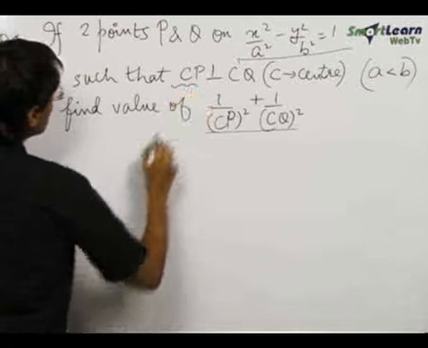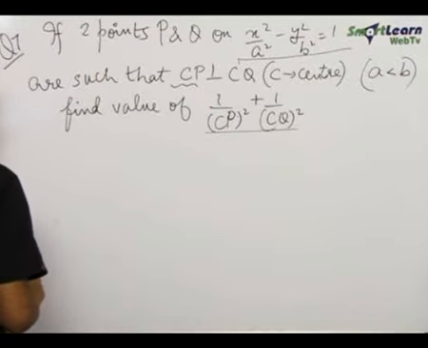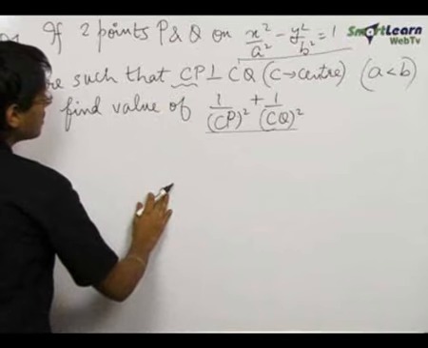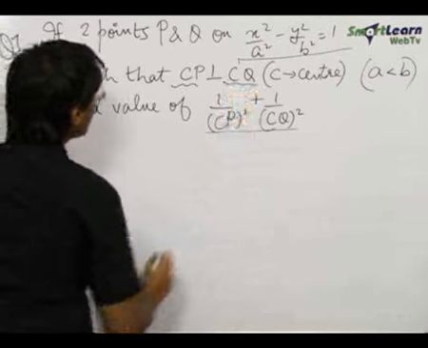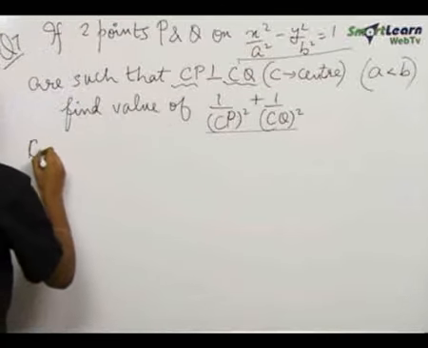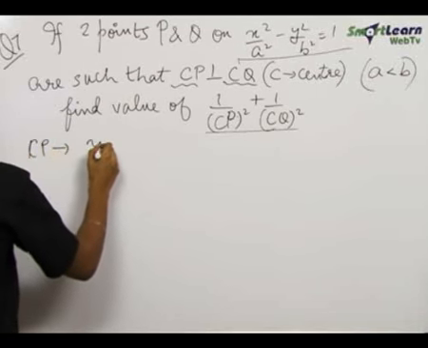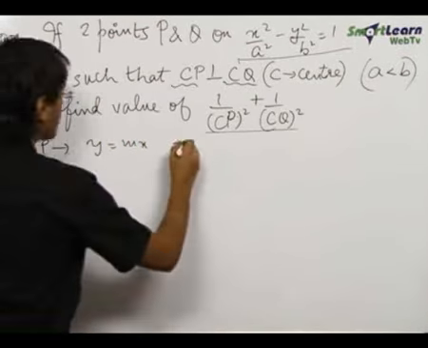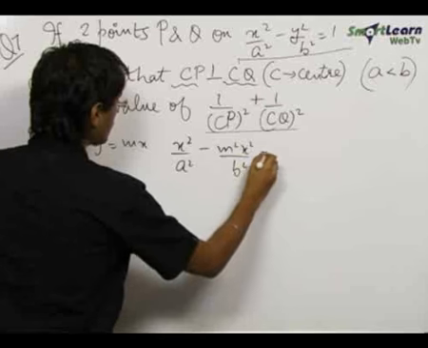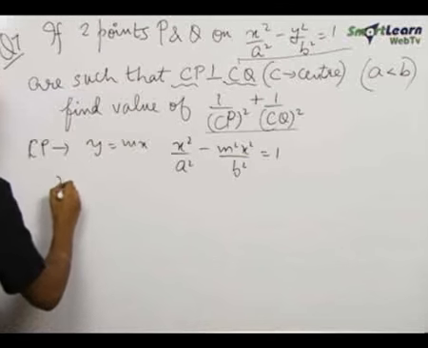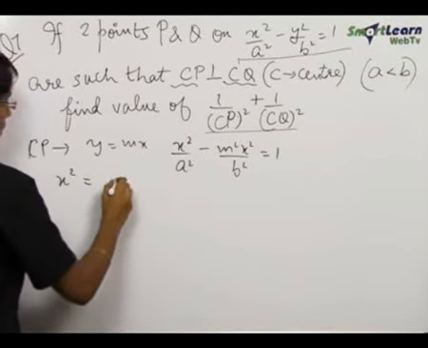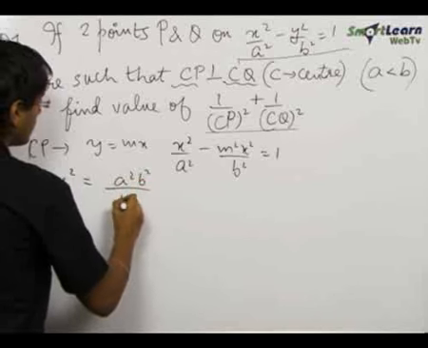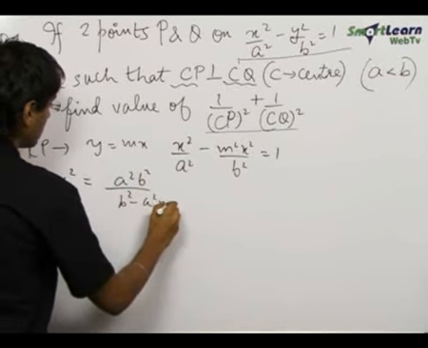Now we know that CP is a line passing through the origin, since C is the center of the hyperbola, that is origin, and CQ is also a line through the origin. So writing the equation of CP to be y equals mx and satisfying it with the hyperbola x square by a square minus y square by b square, that is m square x square by b square is equal to 1, we get x square is equal to a square b square upon b square minus a square m square.